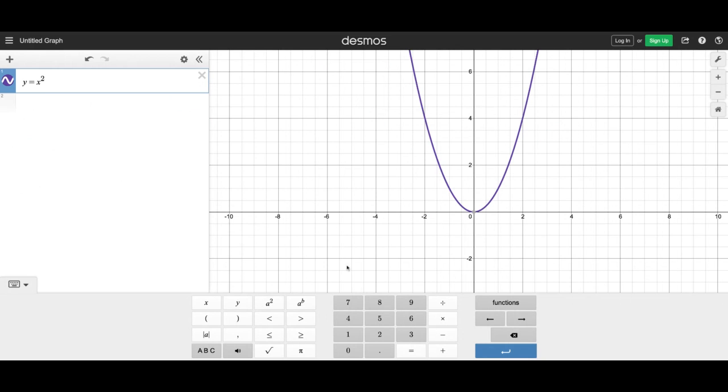Okay, that is a parabola. This is the parent function to y is equal to x squared. Let's say I'm going to add 3 to it. y is equal to x squared plus 3. Guess what's going to happen there? It's going to shift that graph up 3 units.